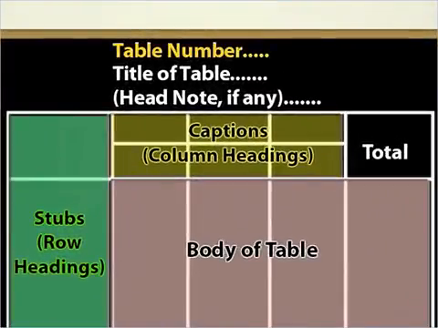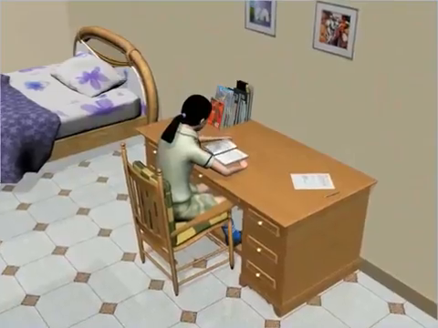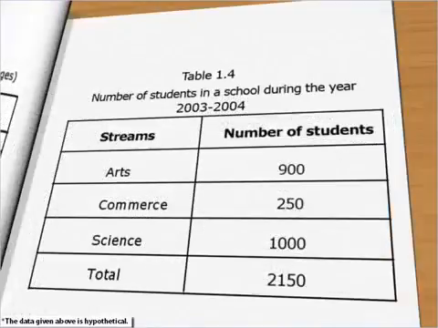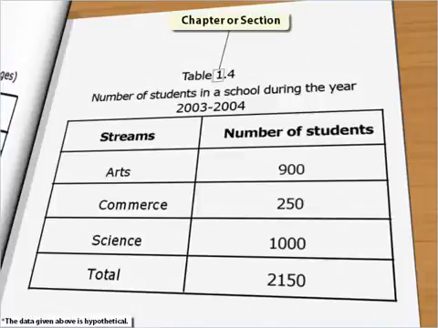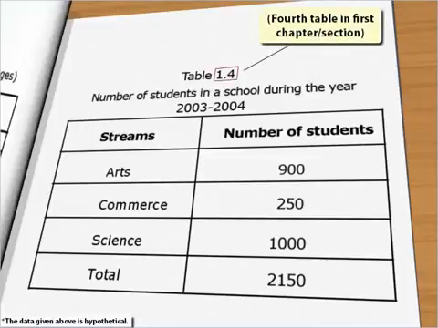Table number may be numbered at the top or at the beginning of a table and is used for reference and proper identification in future. Normally, the table number is given in terms of a complete number. Sometimes, table numbers like 1.1, 1.2 etc. are also used. In this case, the first digit refers to the chapter or section and the second digit indicates its order. For example, table 1.4 would mean the fourth table in the first chapter or first section.